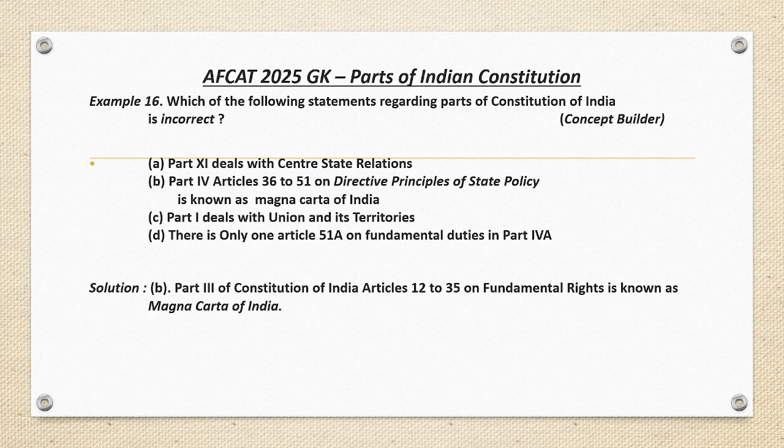Right? Now, what should option B actually have been? Part 3 of the Constitution of India, Articles 12 to 35 on fundamental rights, is known as the Magna Carta of India. Okay, it is not the DPSP, right? It is the fundamental rights, Part 3, which is known as the Magna Carta.